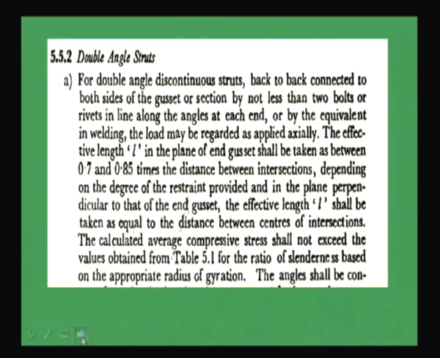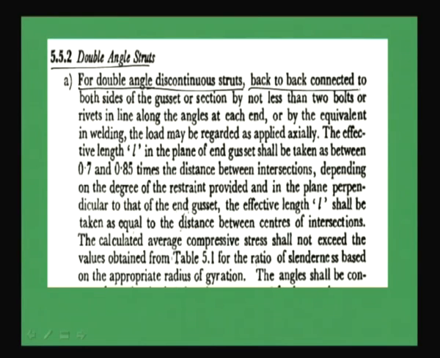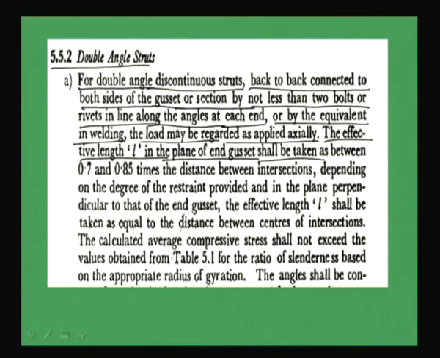Another clausal provision has been given in 5.5.2 in case of double angle struts. Earlier in 5.5.1 we have seen in case of single angle, here we will be seeing in case of double angle. Now, for double angle discontinuous struts back to back connected to both sides of the gusset or section by not less than two bolts or rivets in line along the angles at each end or by the equivalent in welding, the load may be regarded as applied axially. The effective length L in the plane of end gusset shall be taken as between 0.7 and 0.75 times the distance between the intersections.